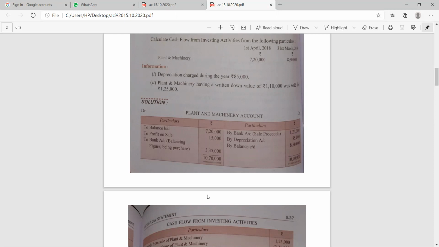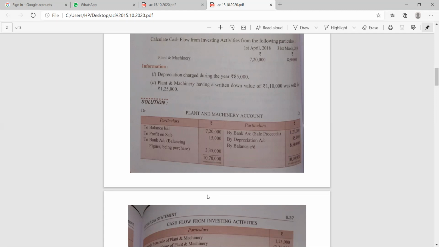Now, see, in the second point, the written down value is 1,10,000, which is sold for 1,25,000. It means the business is selling the plant and machinery at more than the book value. Market value is more than the book value. The book value, that is written down in the books, is 1,10,000, while they are selling their plant and machinery at rupees 1,25,000 in the market. It means they are getting 15,000 more. That 15,000 is to be shown as profit on sale on the debit side of plant and machinery account.